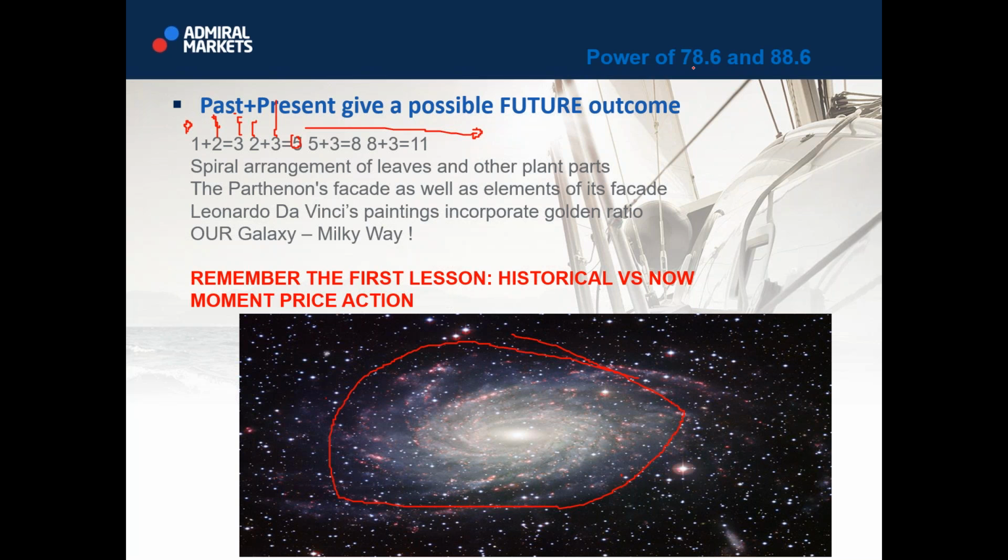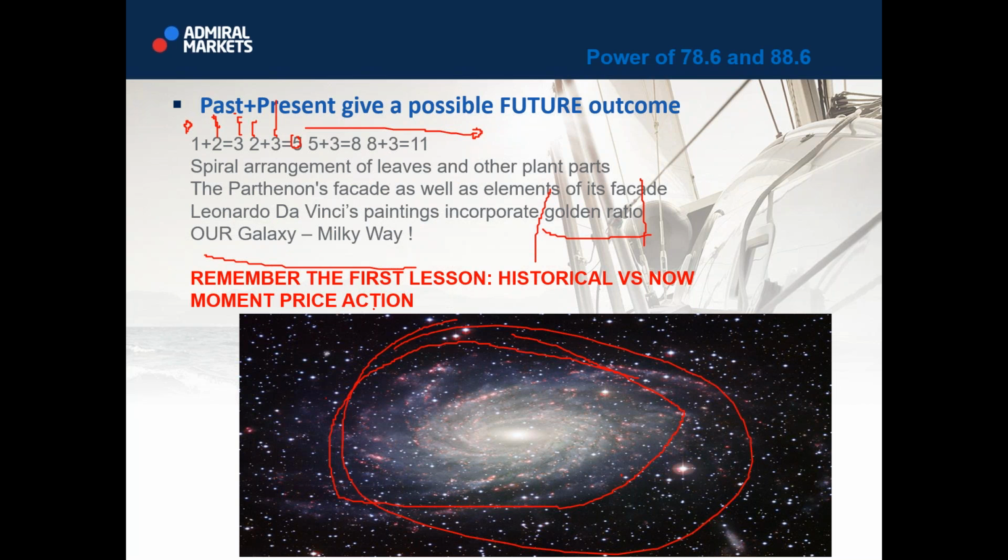The power of 61.8, 78, 98 is within nature, within our solar system, within the universe. Spiral arrangement of leaves and other plant parts. The Parthenon's facade, as well as elements of its facade. Leonardo da Vinci's paintings incorporate the golden ratio. This is also a proven fact.